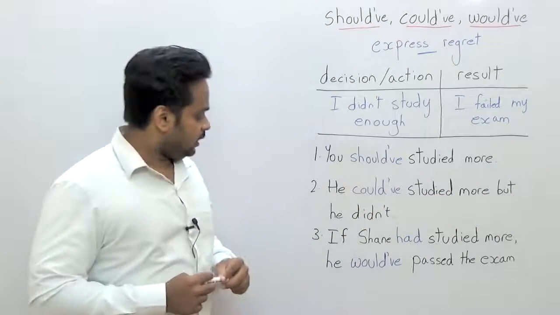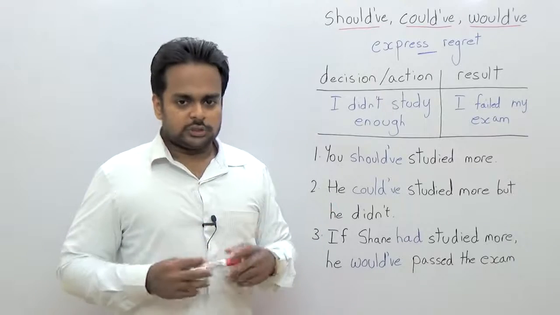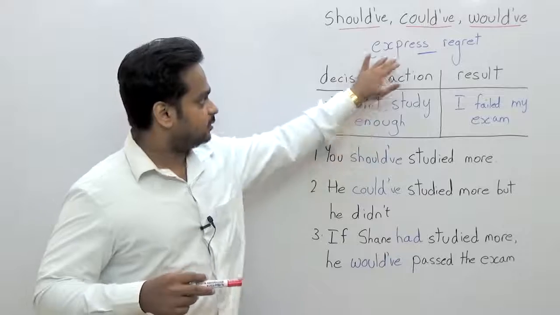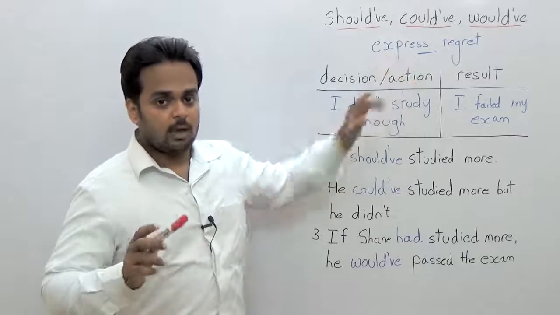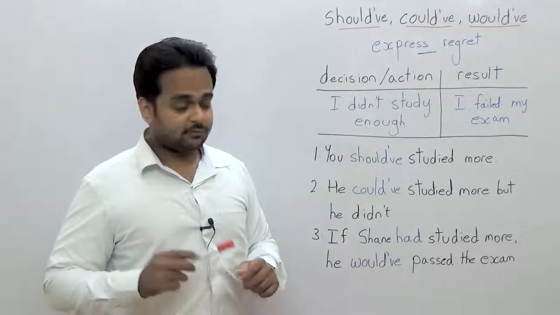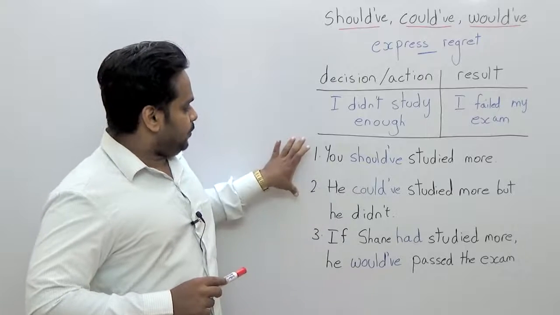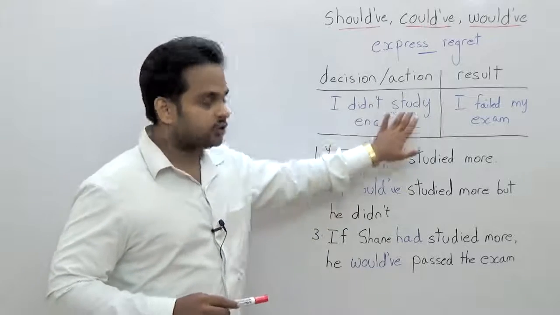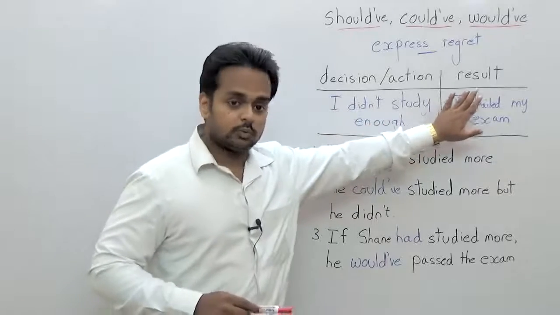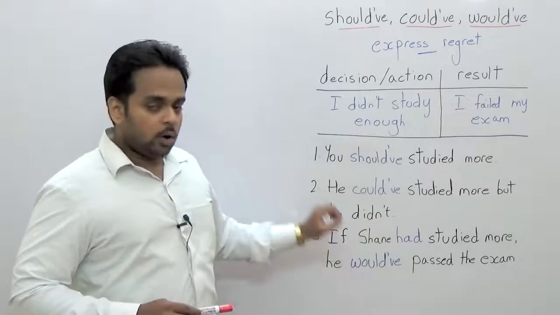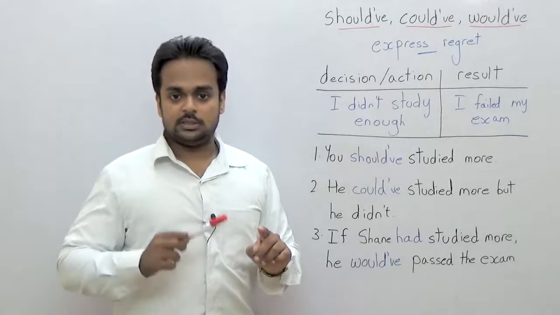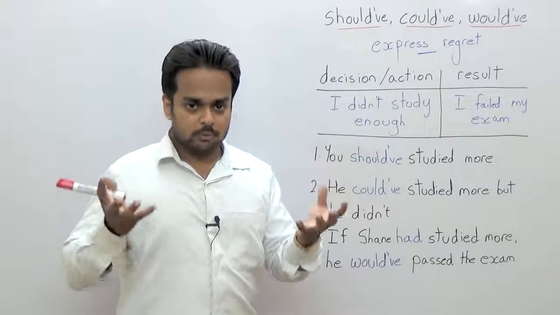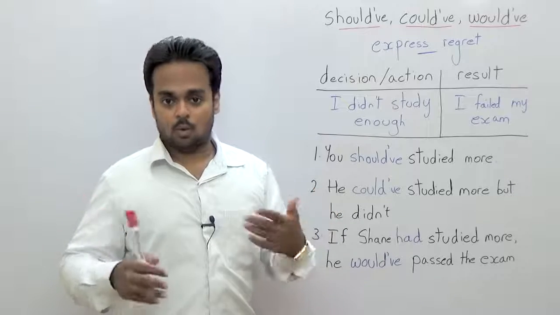All right? Now, would have is a little interesting because it's just like should have and could have because it is used to express regret. But there's one big difference. And the difference is if you look at both should have and could have, they refer only to the decision or the action. They're not talking about the result. But would have talks both about the decision or the action and the result. So if you want to talk about both of those, you use would have.